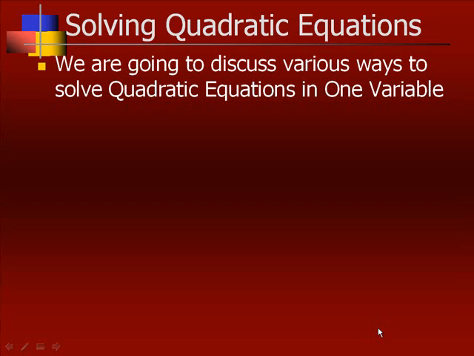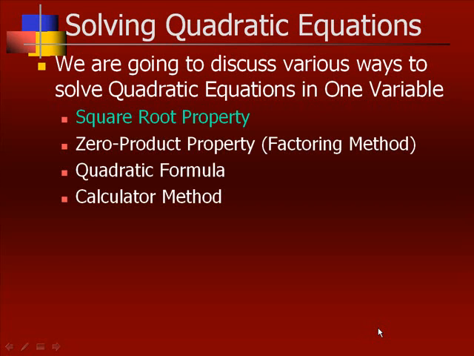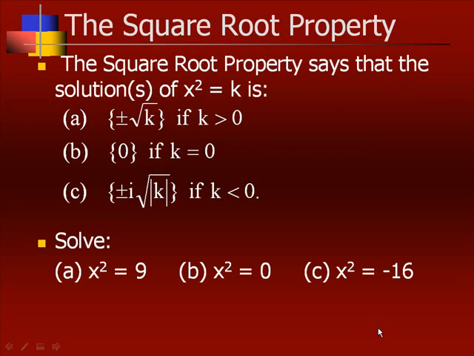Now, we're going to discuss various ways to solve quadratic equations in one variable. Actually, we're going to talk about 4 in particular: the square root property, the zero product property, the quadratic formula, or the calculator method. Well, let's start with the square root property.